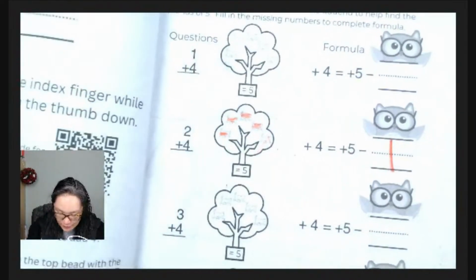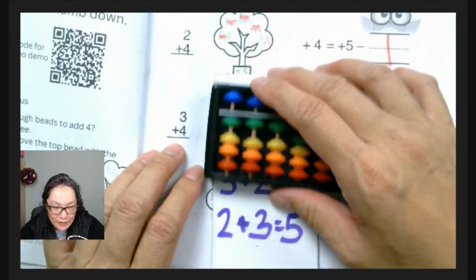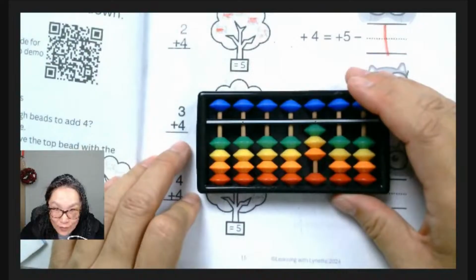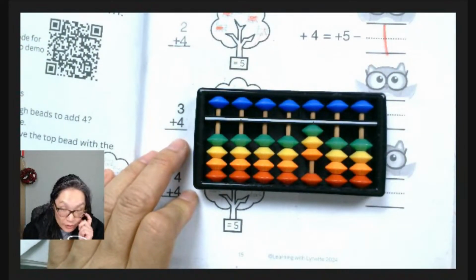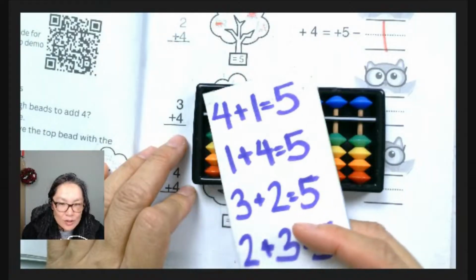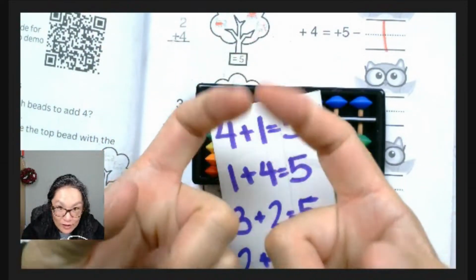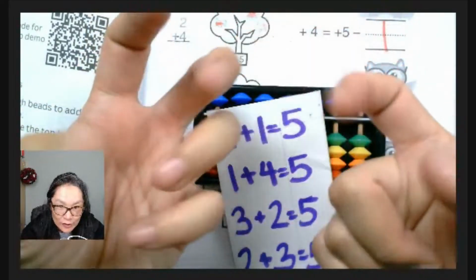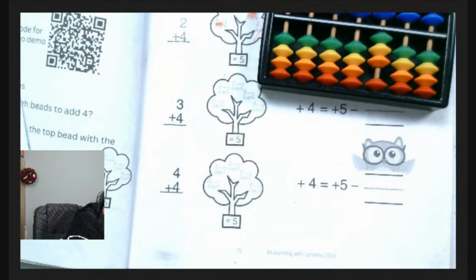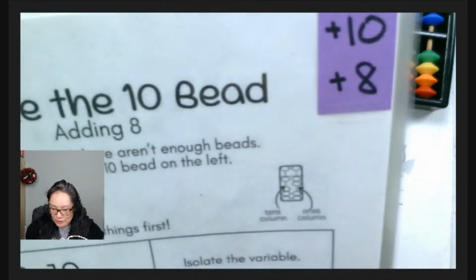So here's the question for us, right? The question we have is 3 plus 4. You'll notice when I have a 3 and I want to add the 4, there's not enough beads. This is why we're using this formula, right? How else would you add a 4? You can count on your fingers. 3 plus 4 is 7. You can use a number line, right? You could do that too.